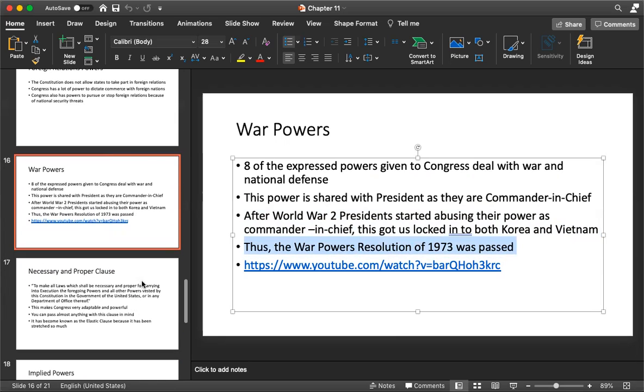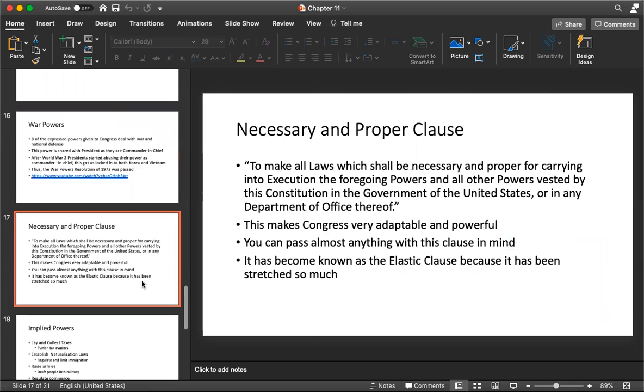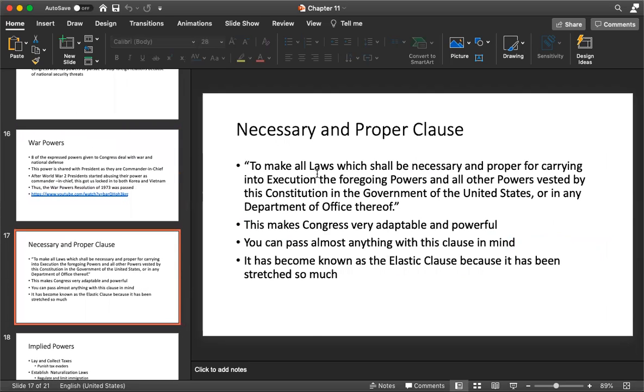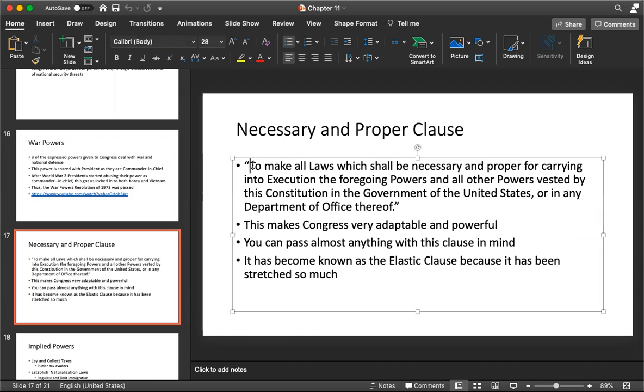And then, of course, we have the necessary and proper clause. And here it is. This is exactly what it says in the Constitution: to make laws which shall be necessary and proper for carrying into execution the foregoing powers and all other powers vested by this Constitution in the government of the United States or in any department or office thereof. So basically, people have used this in a very broad way, to do things necessary and proper for carrying into execution the foregoing powers and all other powers.